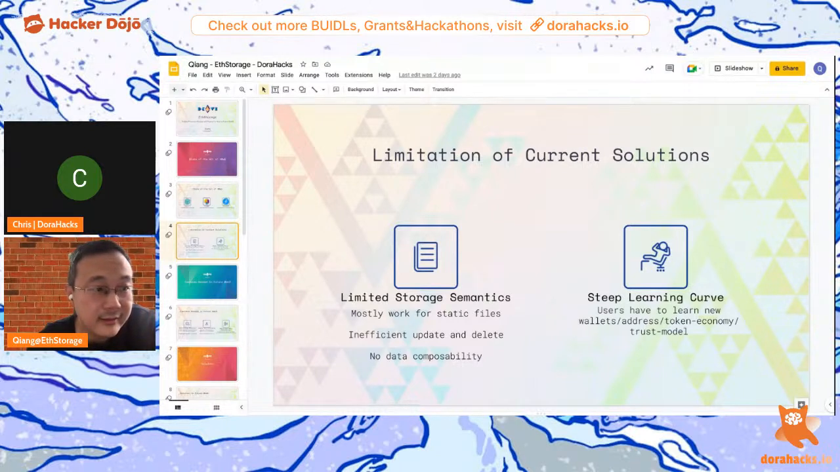Even just a single byte change. And further, there's no way to compose those data in a decentralized way. So sometimes we have to rely on a centralized server. Second is that those projects have their own ecosystems, which means the user has to use a new wallet address and token to upload and store those files onto their systems.